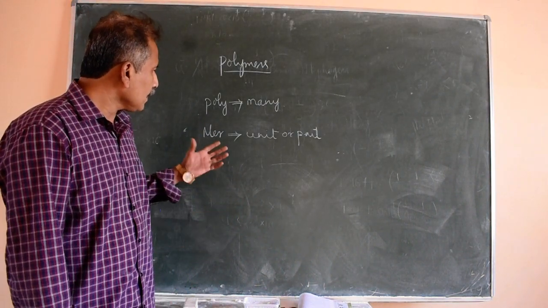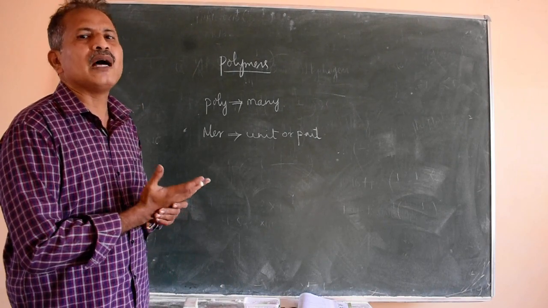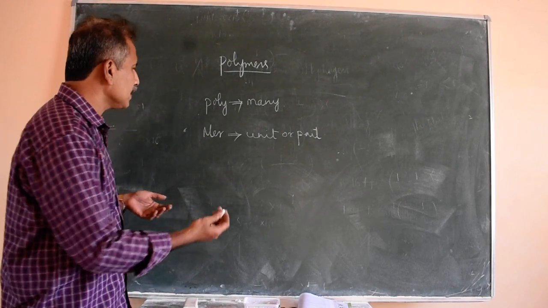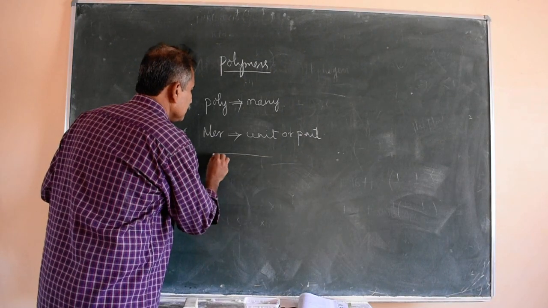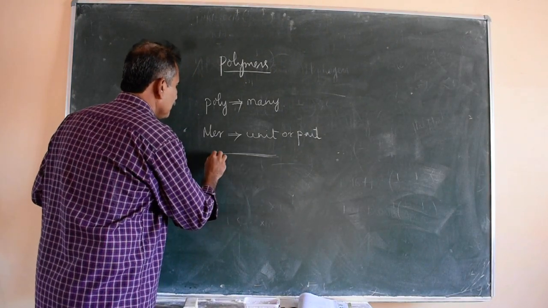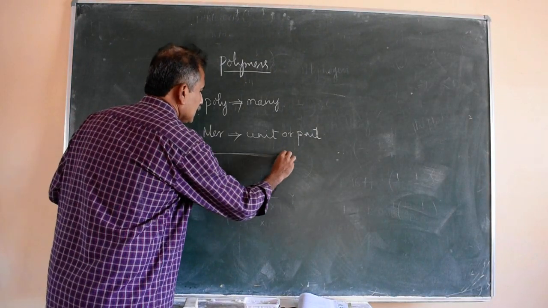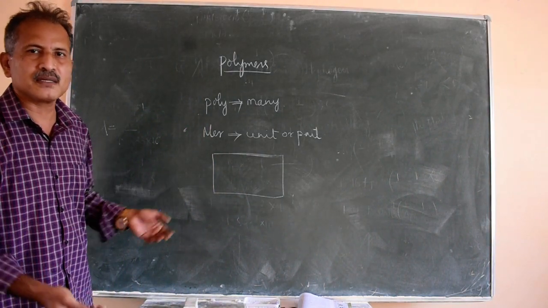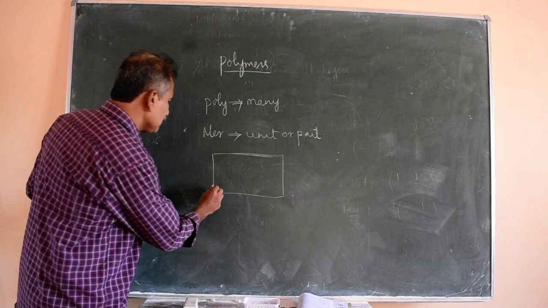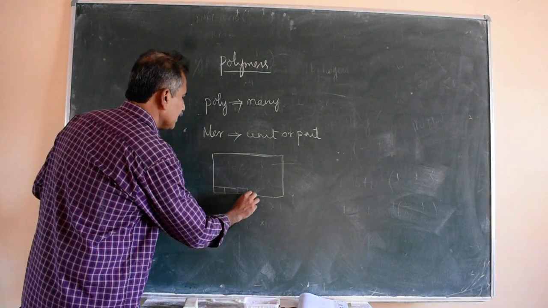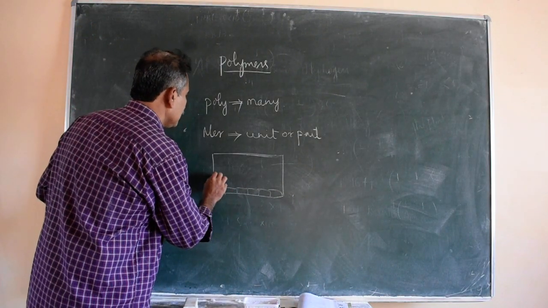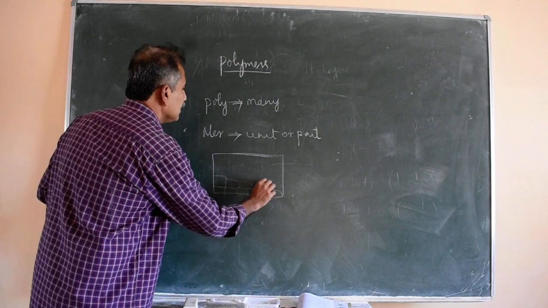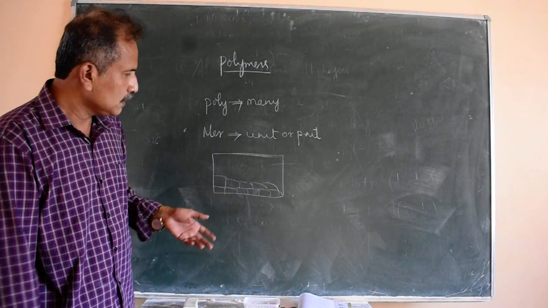So, hypothetically, if you consider a wall as a polymer, then it is made up of a basic unit which repeats itself. What is that? It's a brick. So you go on repeating this brick, right? Like this, it goes on to get the wall, right?